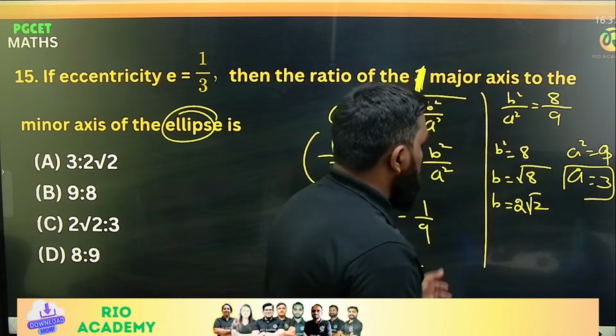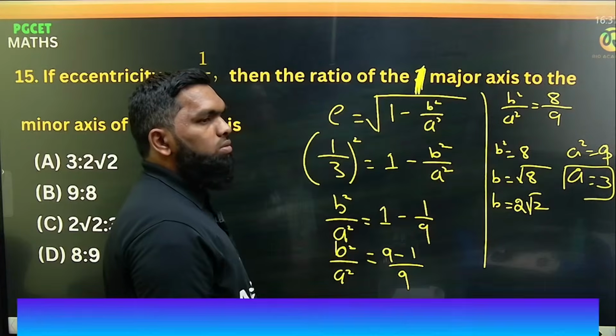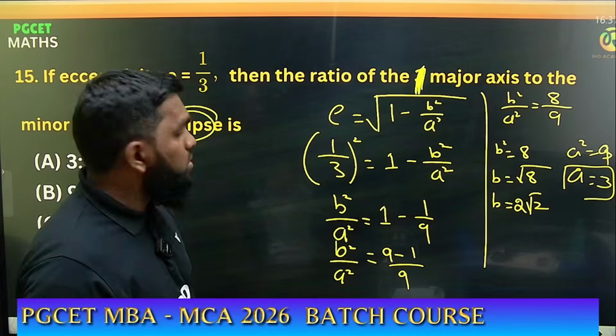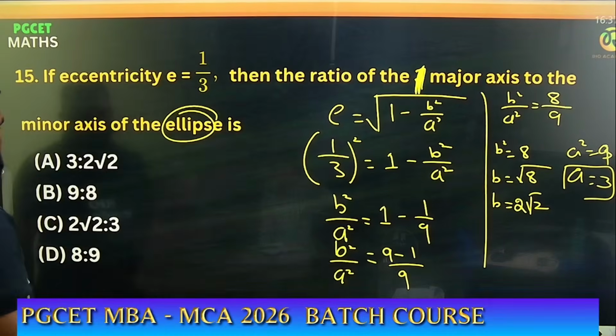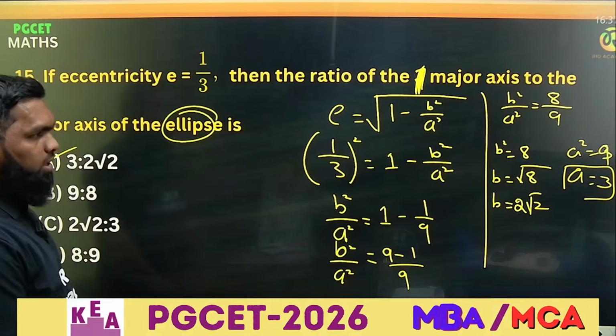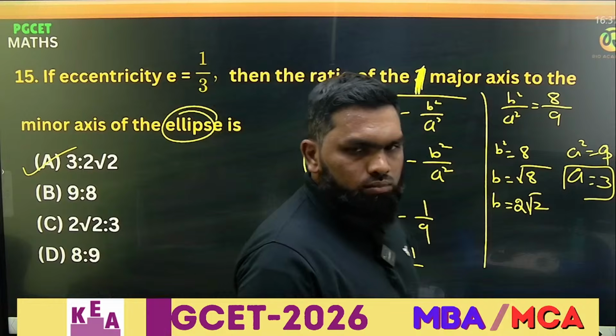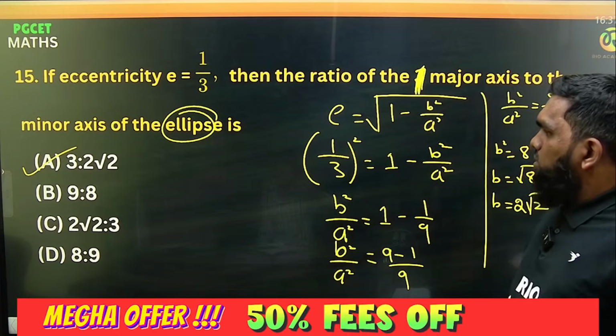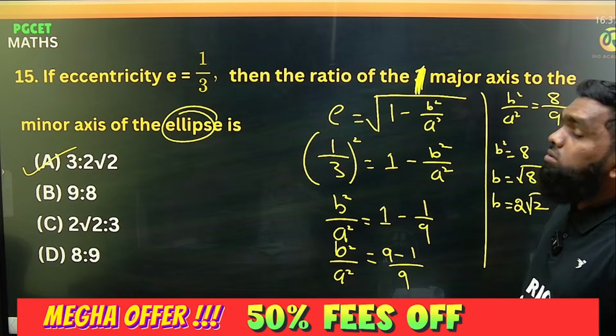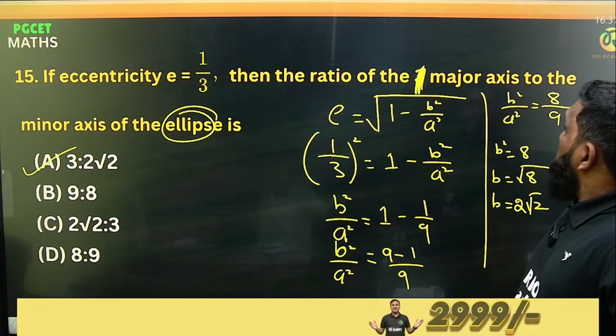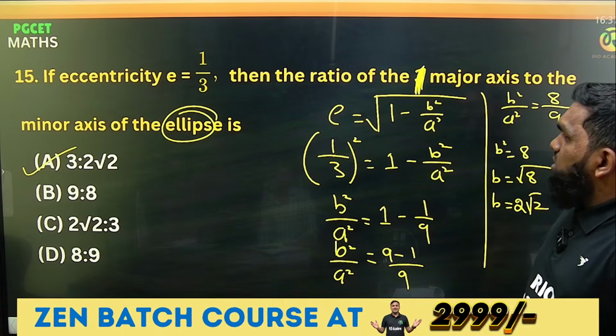Now what is the ratio? Option A, sir. Option A. Major axis and minor axis they are asking.